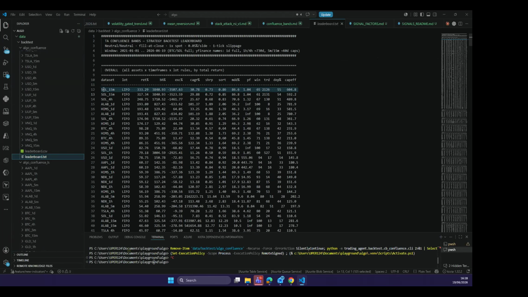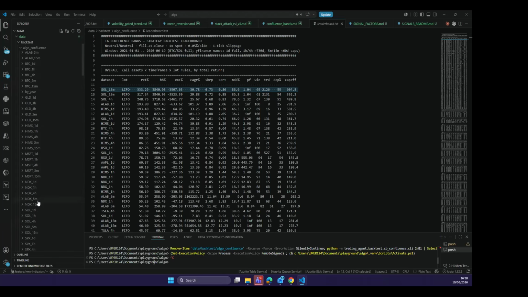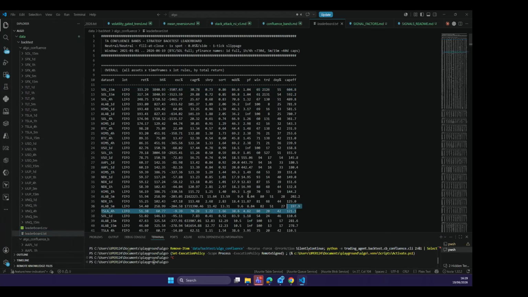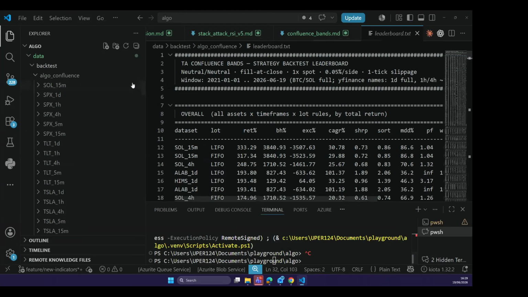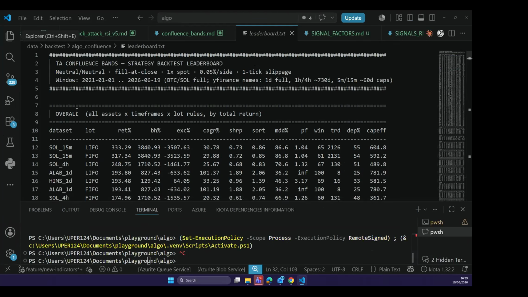So I have tested, so these are all the assets: Apple, Bitcoin, gold, HIMS, Microsoft, NDX, Sol, SPX, TLT, US Oil, UUP, VNQ. So just a random set of assets on different time frames. So 15 minutes, 5 minutes, 4 hours, 1 hour, 1 day, right? And these are the results using the Confluence model strategy. I'll make it bigger because I know it's not going to be very readable, on just going long. So this is no short, just long plays only, right? And this is the results.